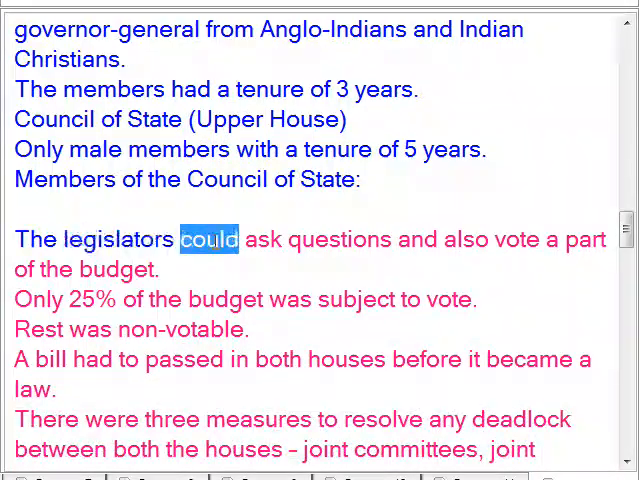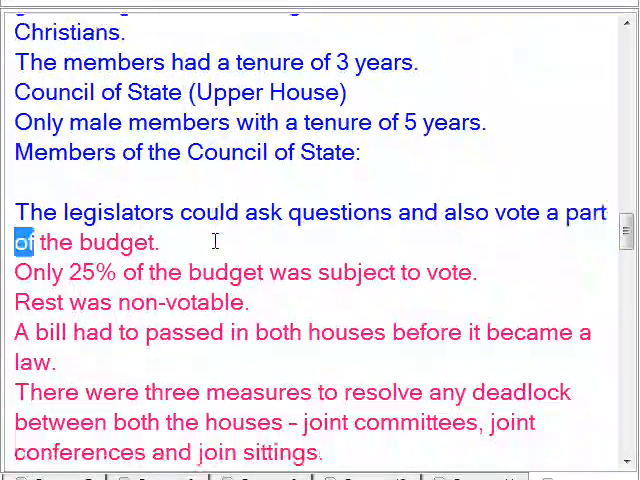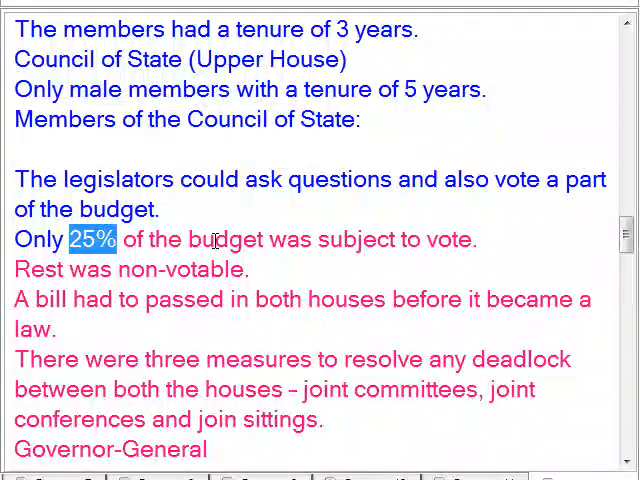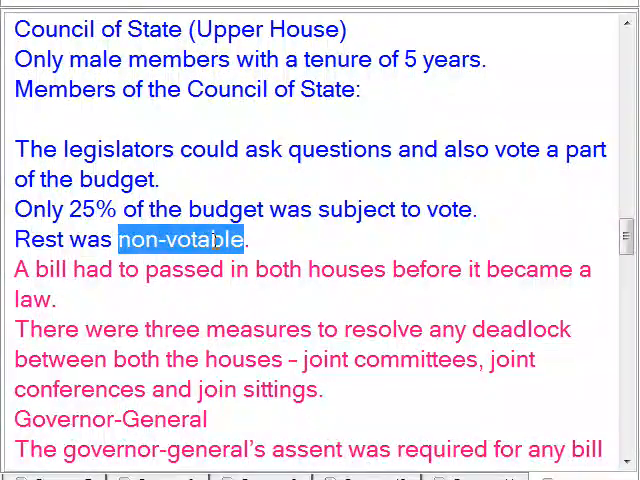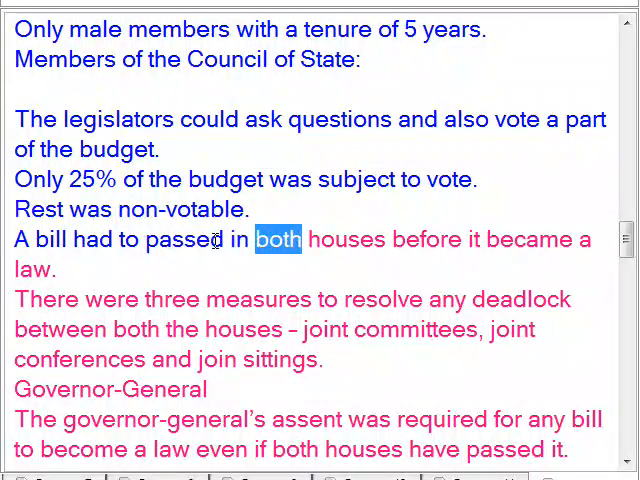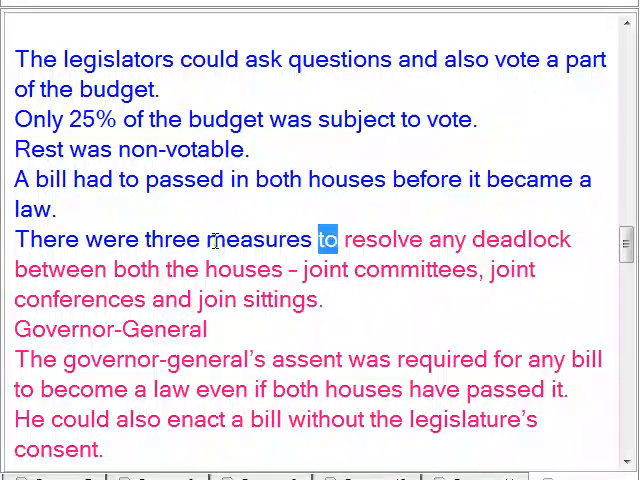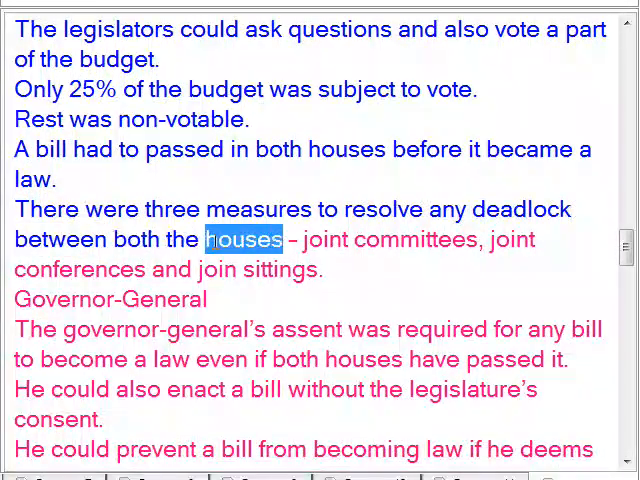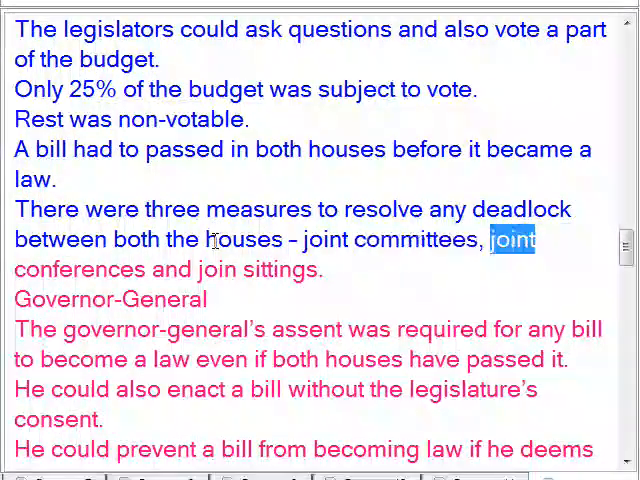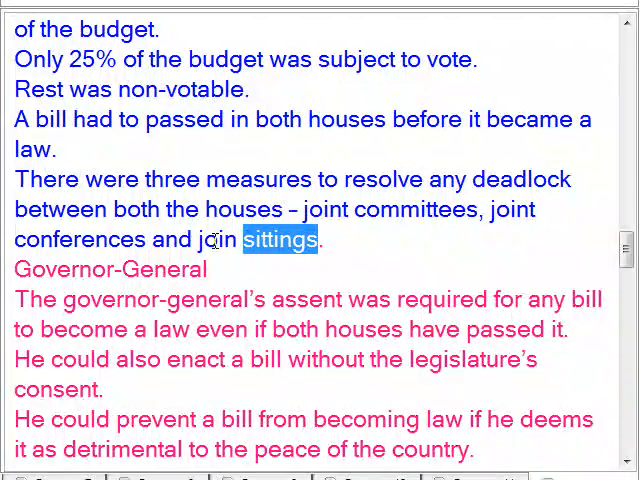The legislators could ask questions and also vote a part of the budget. Only 25% of the budget was subject to vote. The rest was non-votable. The bill had to pass in both houses before it became a law. There were 3 measures to resolve any deadlock between both the houses: joint committees, joint conferences, and joint sittings.